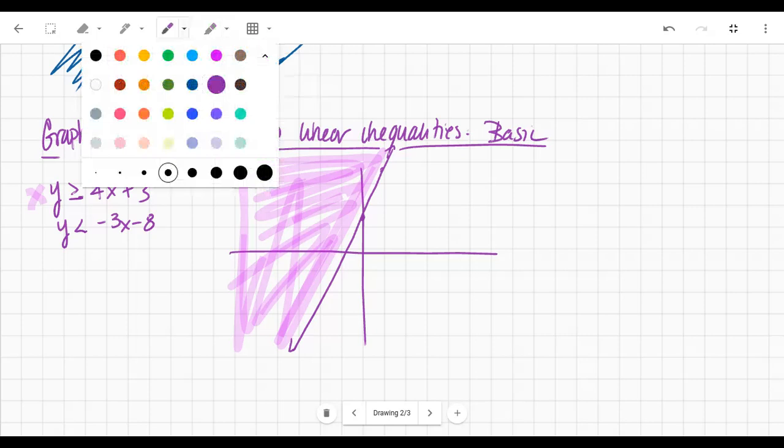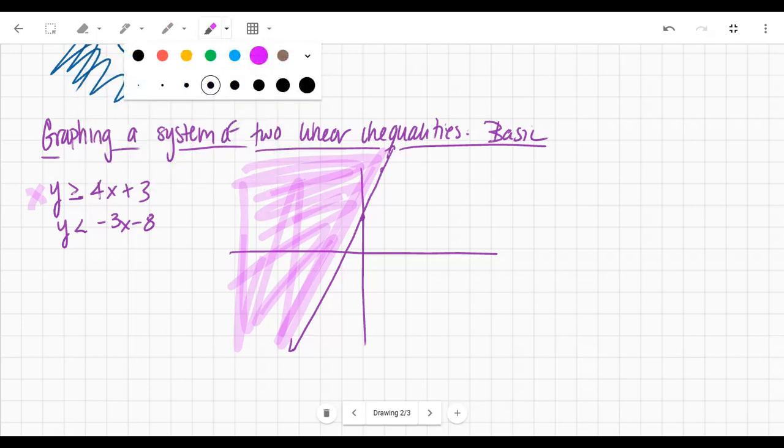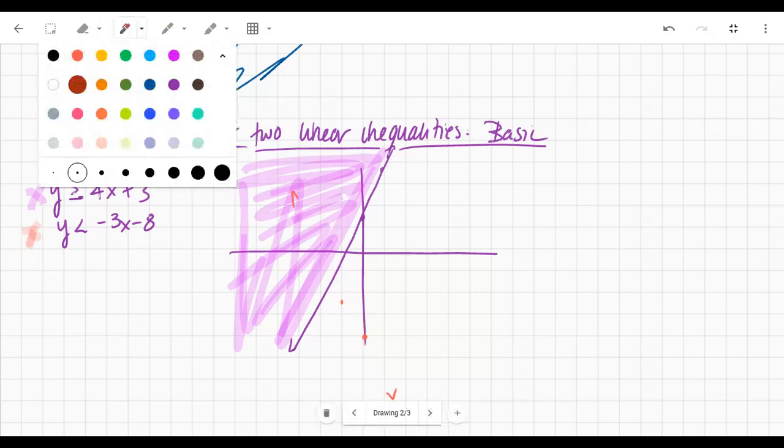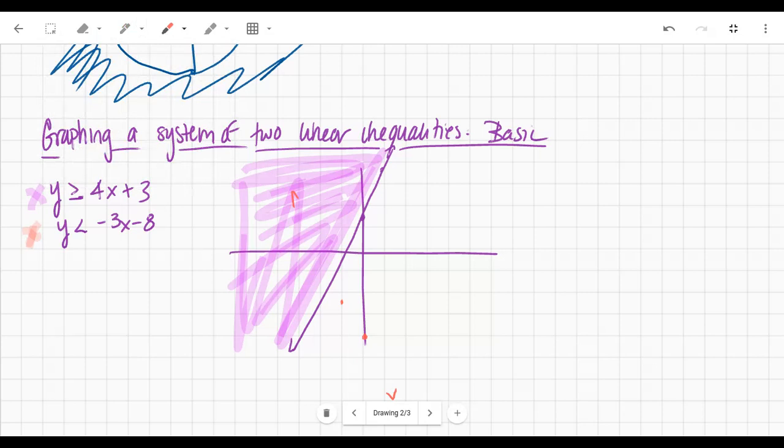And then for our second one, I'll do red for that one. Okay, we're going to have the y-intercept of -8 and a slope of -3. Okay, so that line would be like that. Ooh, and it would be dashed, so I gotta fix that. Okay. And I would shade below that one.